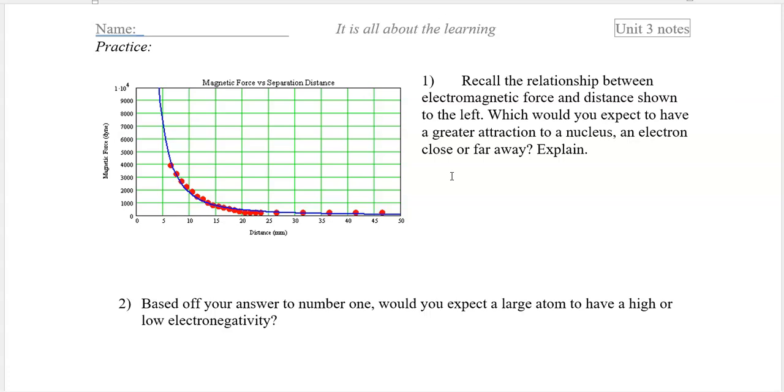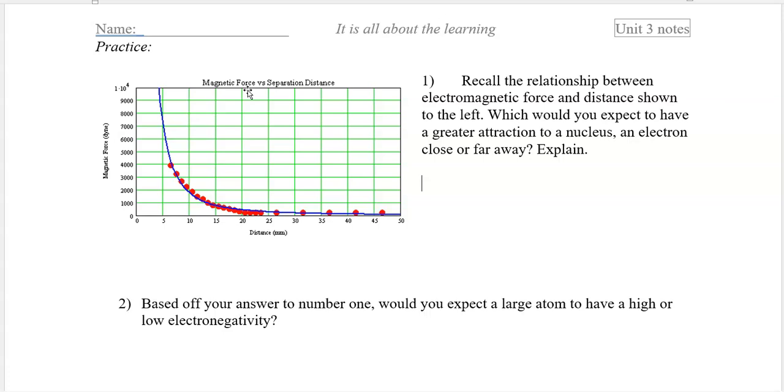All right, we spent some time working on these. Let's go over the answers. Number 1, recall the relationship between electromagnetic force and distance to the left. This was from Unit 1. Which would you expect to have a greater attraction to a nucleus, an electron close or far away?